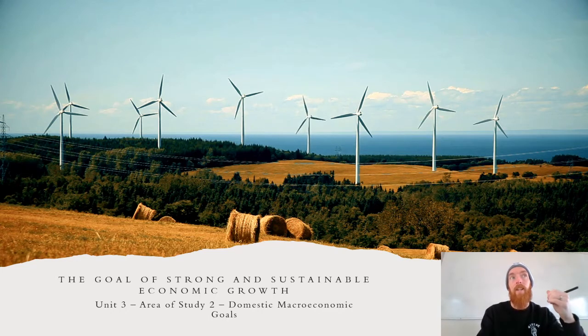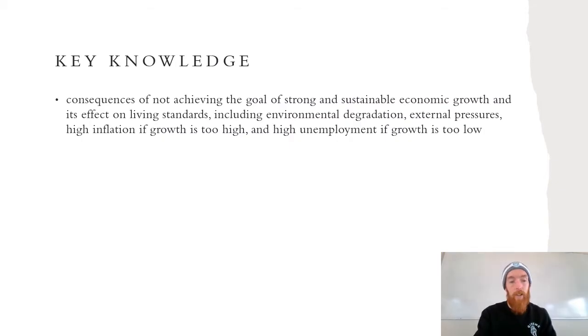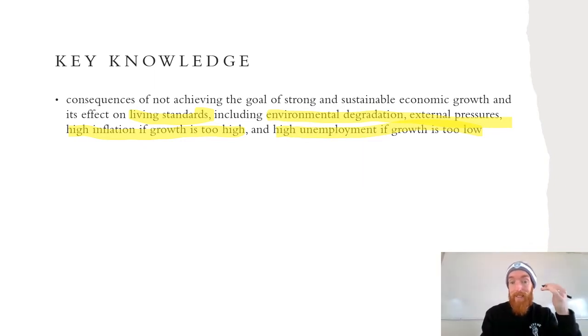Today we're going to be looking at the issues that occur if we are not achieving that goal range. So what happens if we're above it and what happens if we are below it. Our key knowledge is all about the consequences of not achieving that goal: its effect on living standards, which includes environmental degradation and external pressures, high inflation if growth is too high, and high unemployment if growth is too low. It's fairly common sense. This video is not going to take very long, and a lot of this you're going to be able to understand based on just logic, but we'll go through it one by one anyway.